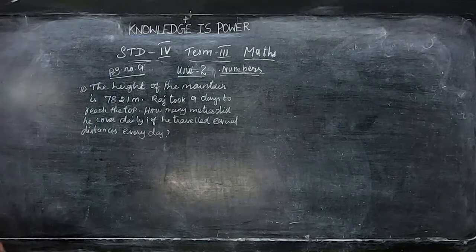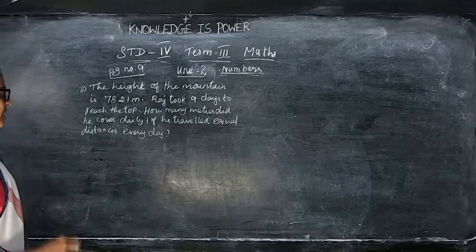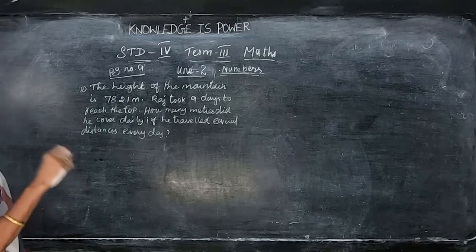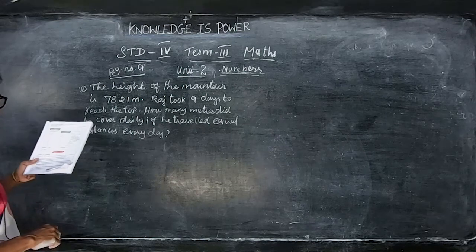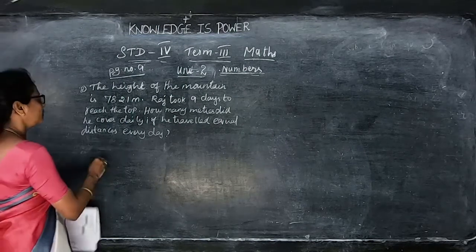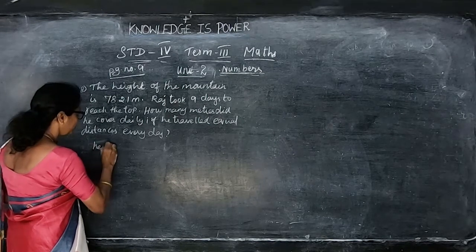So the height of the mountain is 7,821 meters and Raju took 9 days to reach the top. 9 days is the time it took to reach. How many meters did he cover daily? So daily how many meters he covered if he traveled equal distances every day? So how many meters he covered? So height of the mountain.